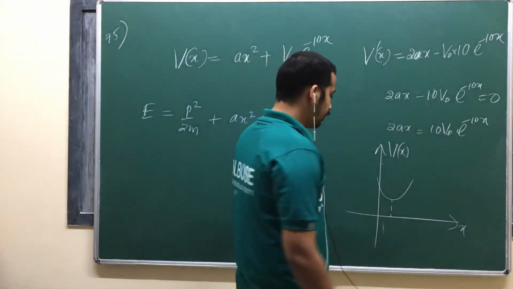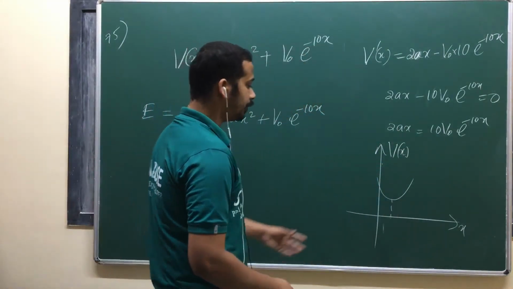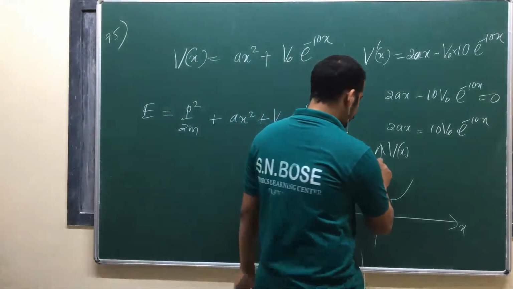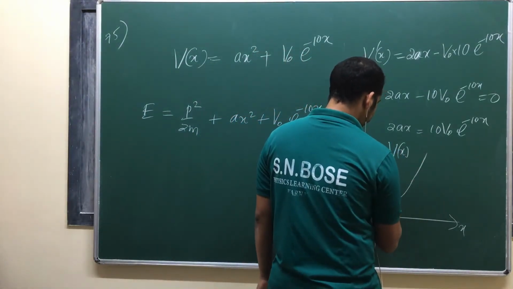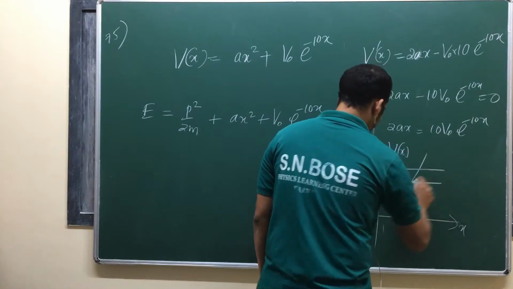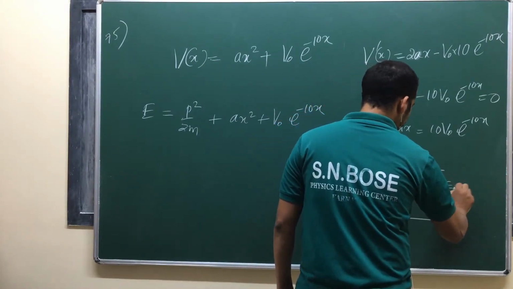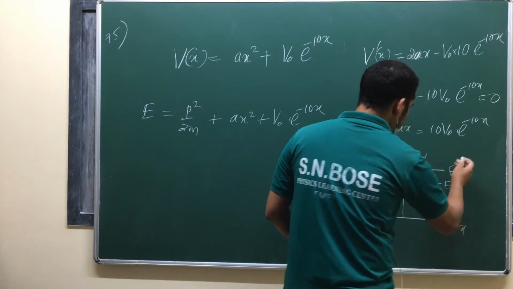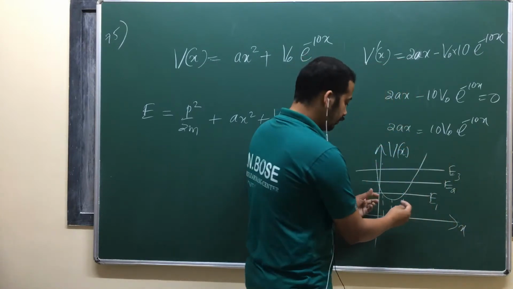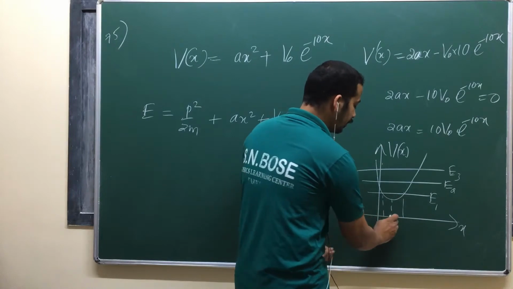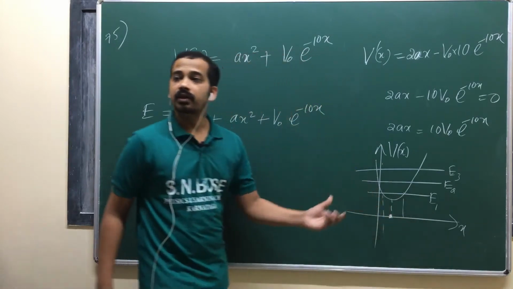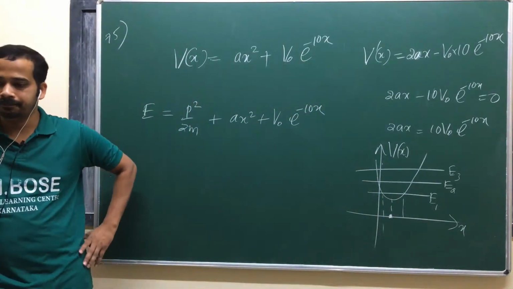Now, what will happen is your phase space trajectory. Suppose you have different energies, E1, E2, E3 and all. When you decrease the energy, your phase space trajectory will shrink at the position of that stable equilibrium minima.